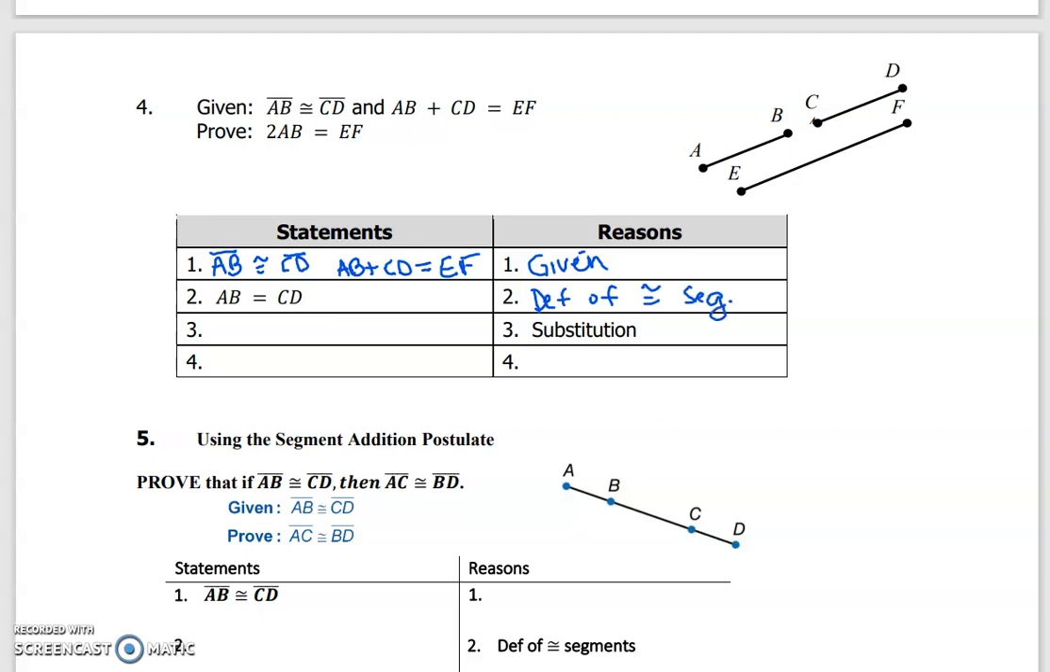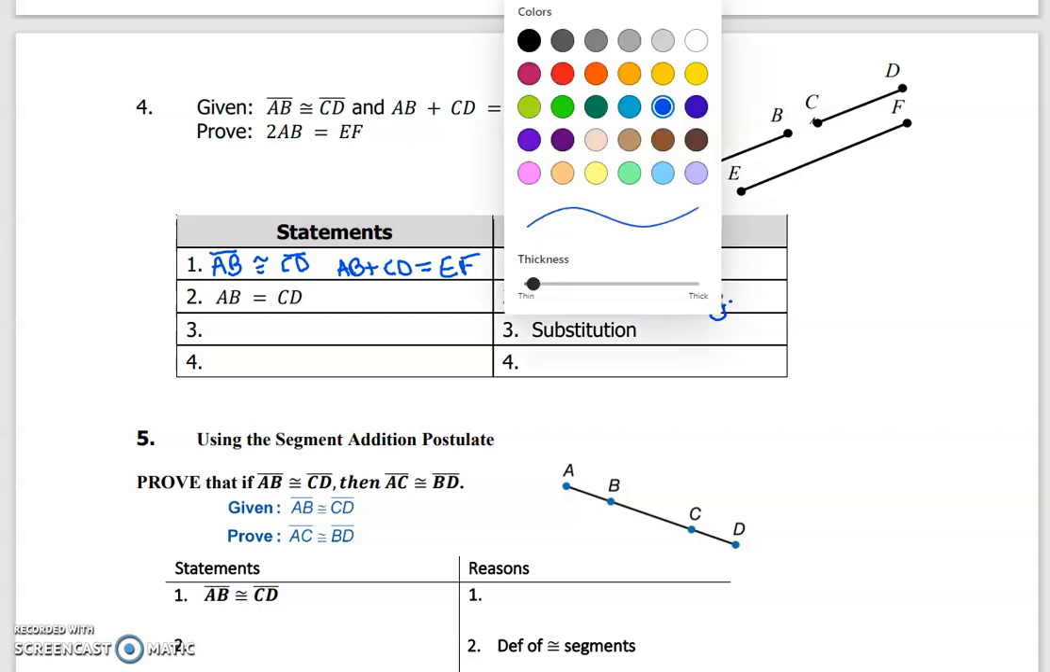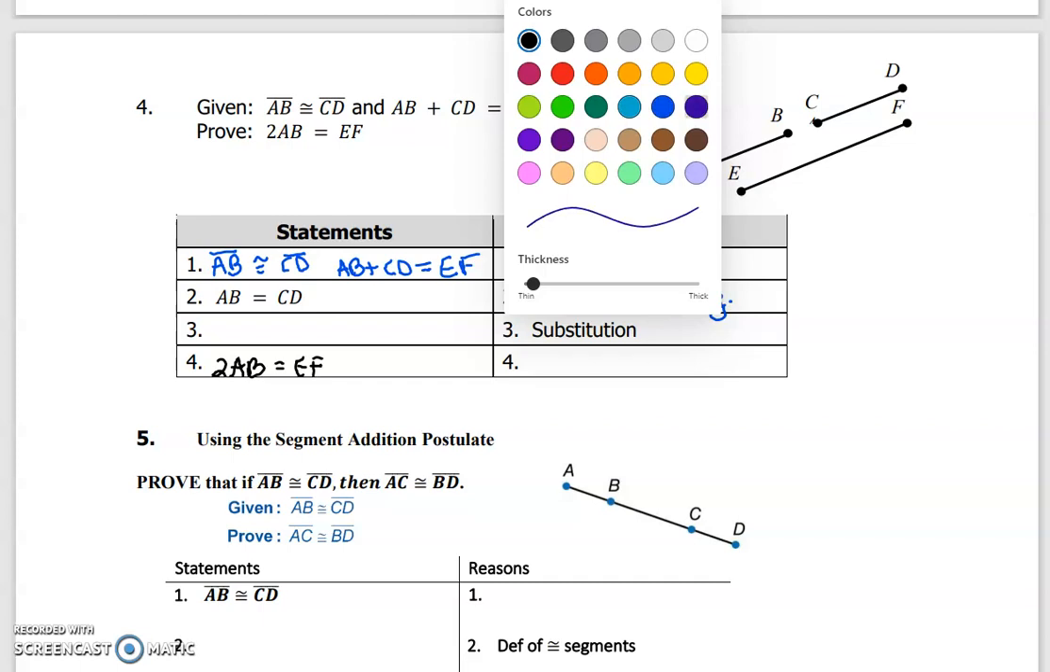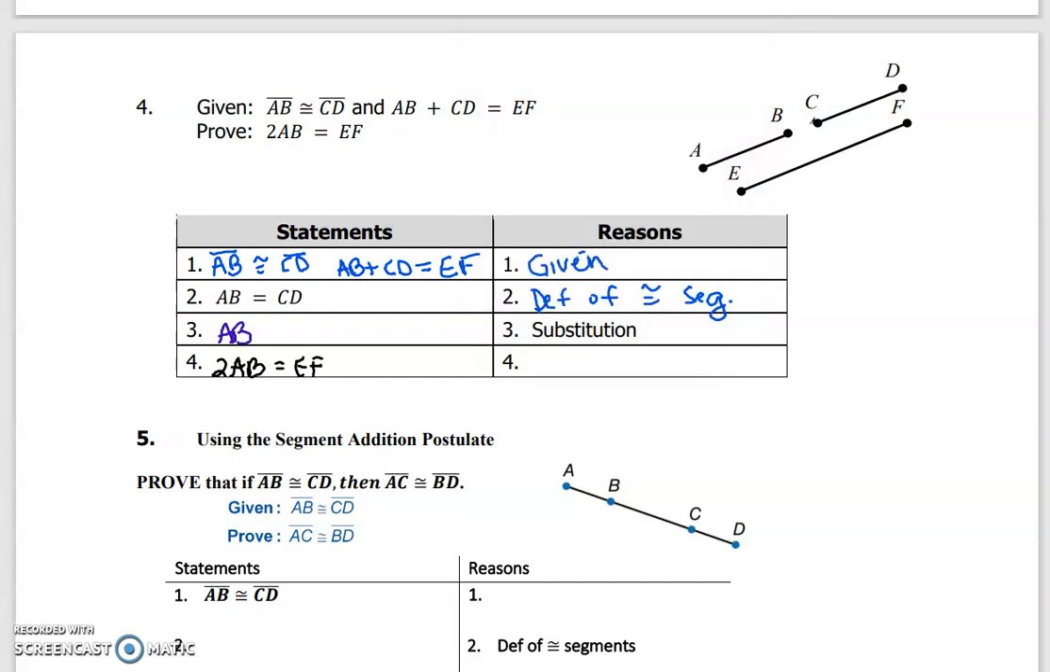And then substitution, so we're going to be plugging in. Well, let's see first, what are we trying to get to? So down here, it should be 2AB equals EF. Well, we're close. We just need to get that CD right here to be an AB, and then we'll have 2 of them. So I think that's what's going to happen right here, substitution. We're going to be replacing the CD with an AB for our step 3. So AB plus AB is equal to EF by our substitution.